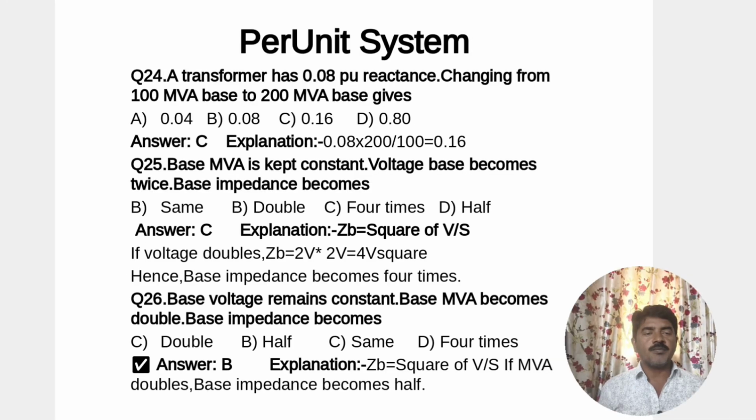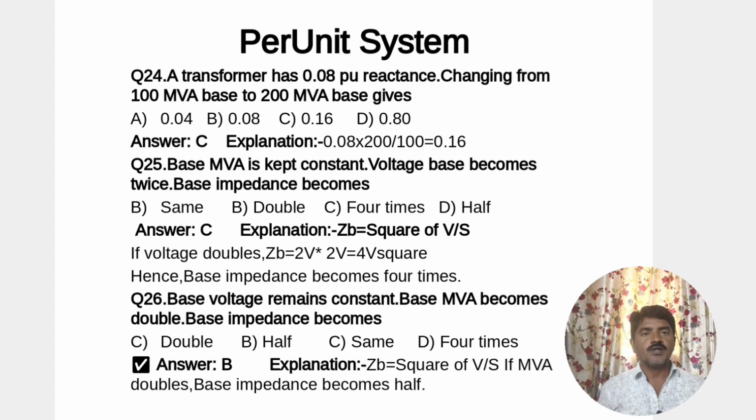25th, base MVA is kept constant, voltage base becomes twice, base impedance become. ఇప్పుడు వచ్చేసి బేస్ MVA వచ్చేసి కాన్స్టెంట్, బేస్ వోల్టేజ్ is twice. How much the value of base impedance? Here the formula is ZB is equal to VB square by SB. So please substitute that one. Here voltage is twice. So 2V whole square by SB. SB is constant. So 2V whole square, that means 4V square. So means 4 times. Here C is the answer.